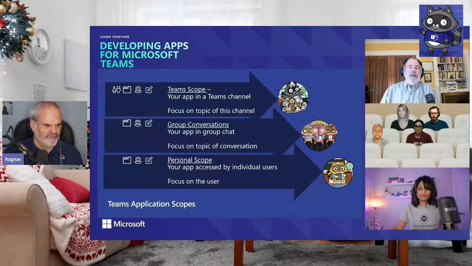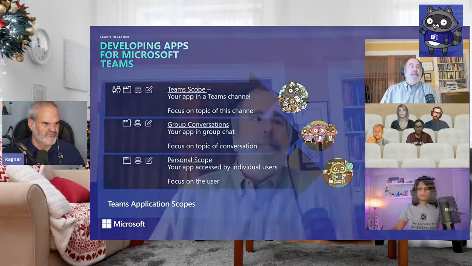An app can run in a Teams channel or in a group conversation, in which case the audience for your app is a group of people, and you want to be mindful of that when designing your app. Then apps can also have a personal scope in which your app is accessed by individual users, and that's a great place to provide a summary or to notify users about something specific to them.